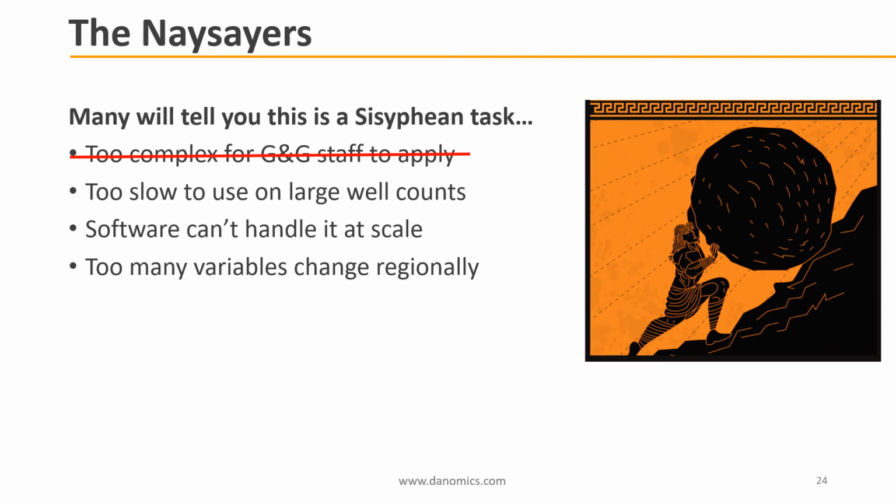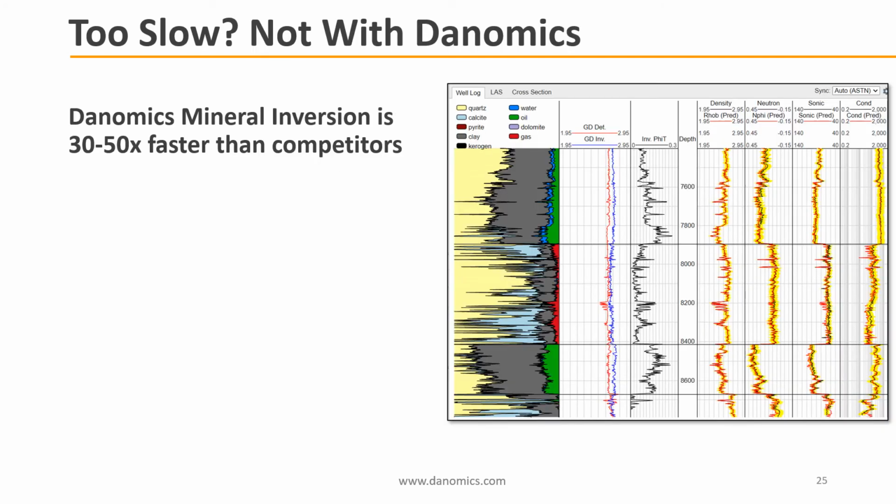But now I'm going to go through and discuss some of what we've done at Danomics to address the other issues. So is the software too slow to perform mineral inversion? Not with Danomics. We knew that speed was important, and we have done a couple of things to make our software 30 to 50 times faster than our competitors. In some recent benchmarking, we were able to run through 685 wells that used a full mineral inversion in approximately 12 minutes.